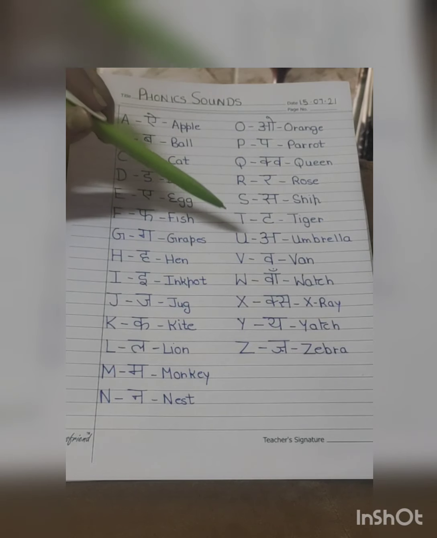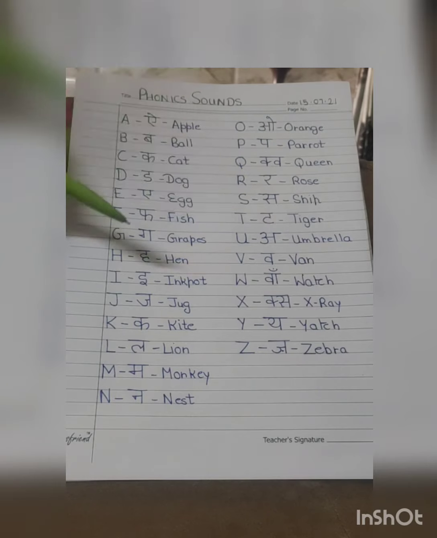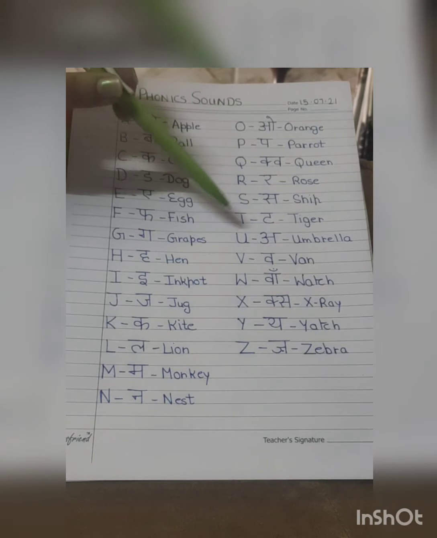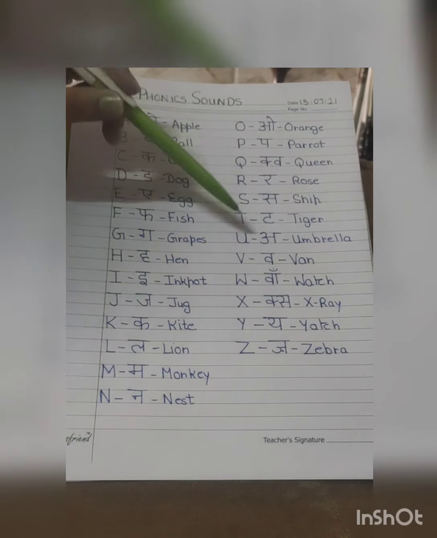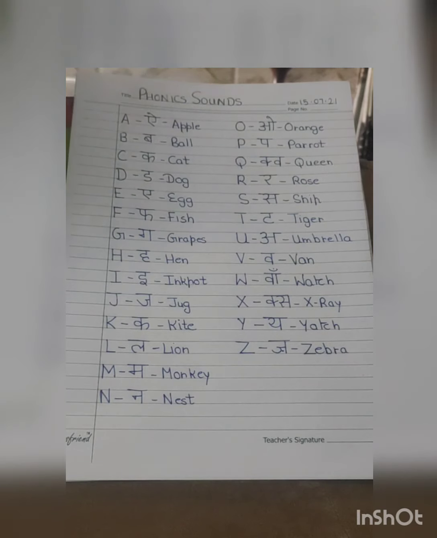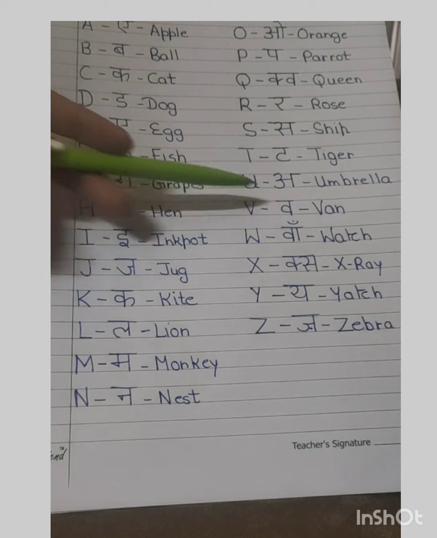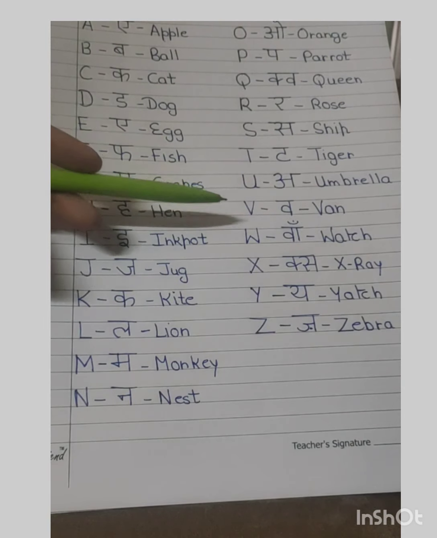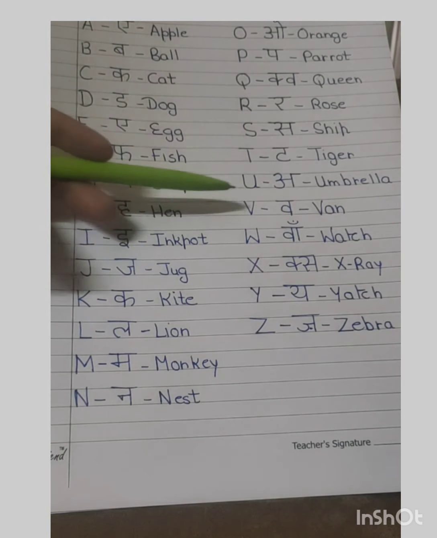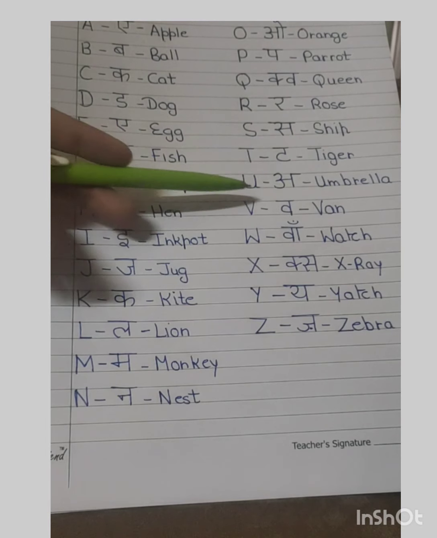Next is U. U, a, umbrella. Okay, the sound of U is a. U, a, umbrella. U, a, urn. So the next letter is V. The sound of V is V. V, V, van. V, V, vegetables. V, V, violin. So the sound of V is V.